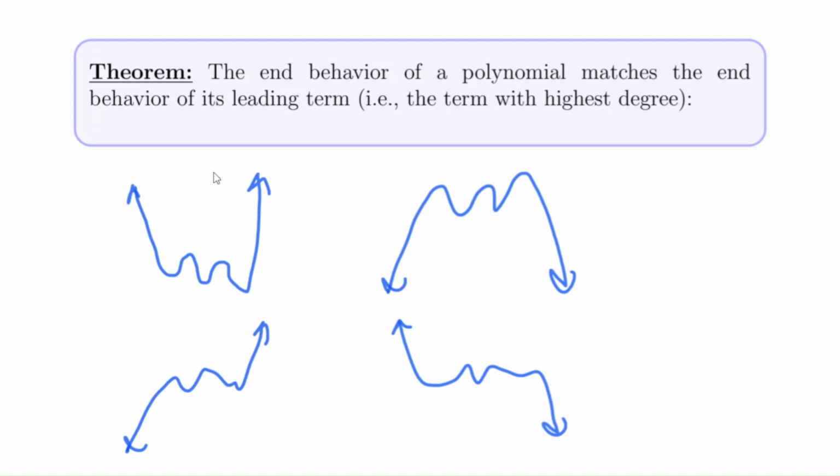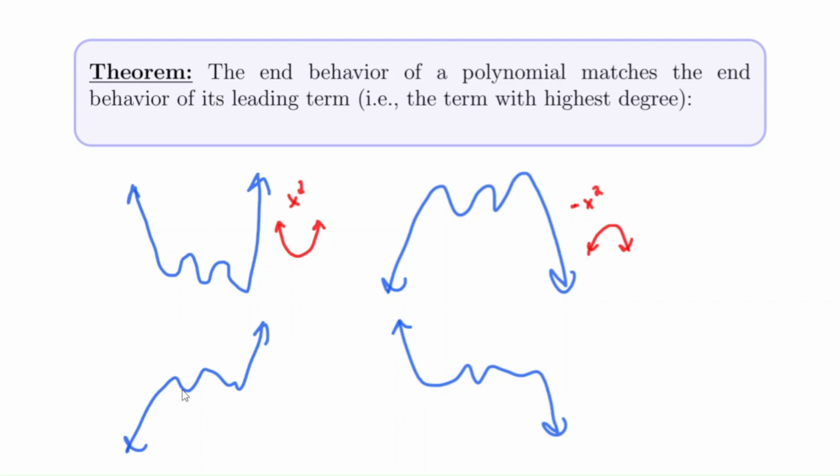A prototypical example of this would be x squared. Notice x squared just looks like this, right? It doesn't wiggle around at all. It just looks like that. A prototypical example of an even degree polynomial with a negative leading coefficient would be like negative x squared, which looks like this. Again, it doesn't wiggle around, but it has that shape.